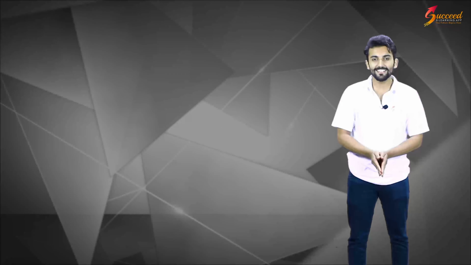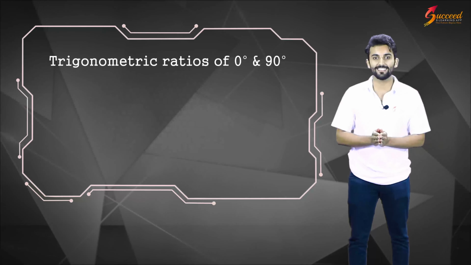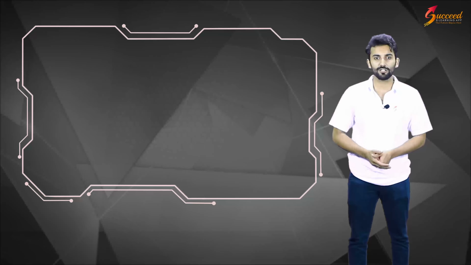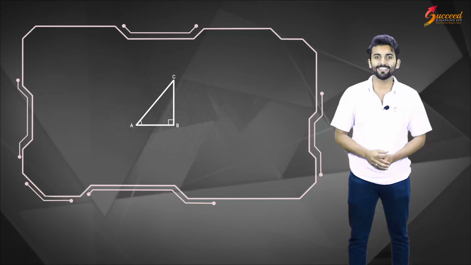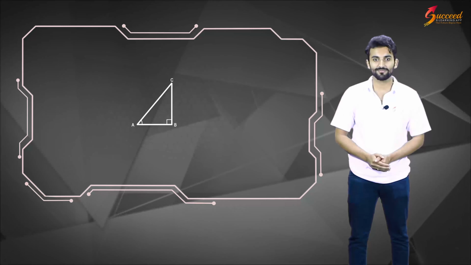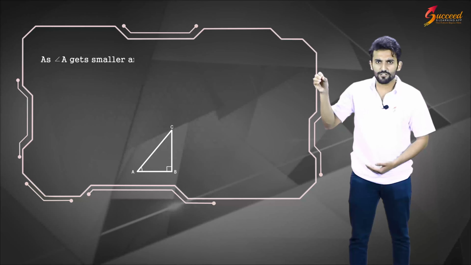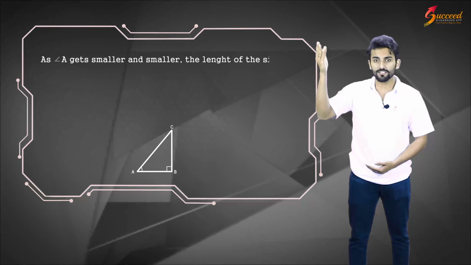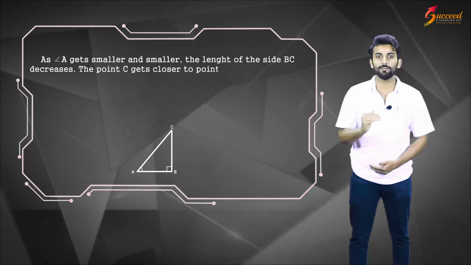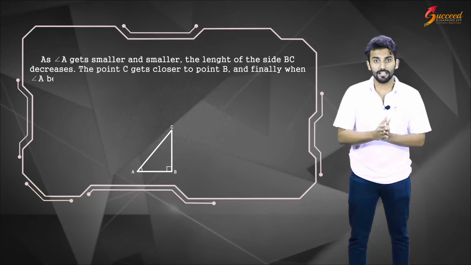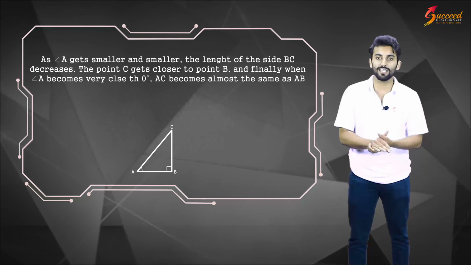Now, let us learn trigonometric ratios of 0 degree and 90 degree. Let us see what happens to the trigonometric ratio of angle A if it is made smaller and smaller in a right angle triangle till it becomes 0. As angle A gets smaller and smaller, the length of the side BC decreases. The point C gets closer to point B, and finally, when angle A becomes very close to 0 degree, AC becomes almost same as AB.